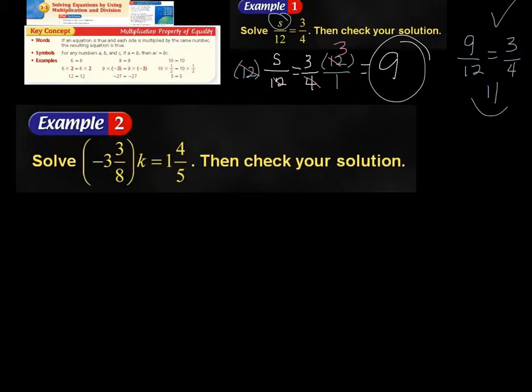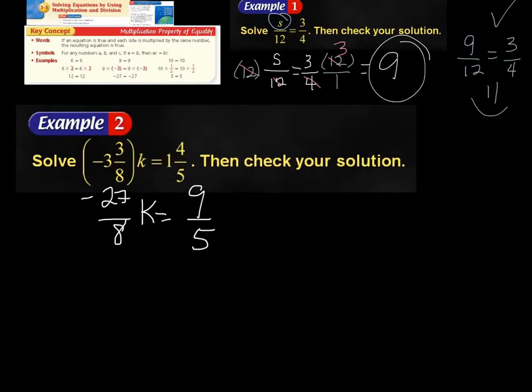For our second example, they gave us 2 mixed numbers and asked us to solve. So to change -3 3/8 to an improper fraction, remember to change a mixed number to an improper fraction. We're going to take 8 times 3 is 24, plus 3 is 27, and it's negative, but we don't care. And then 5 times 1 is 5, plus 4 is 9.